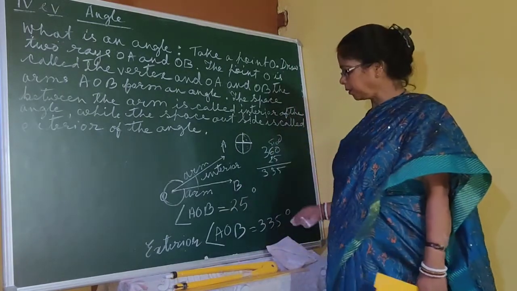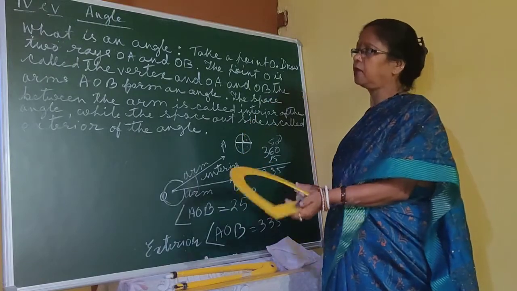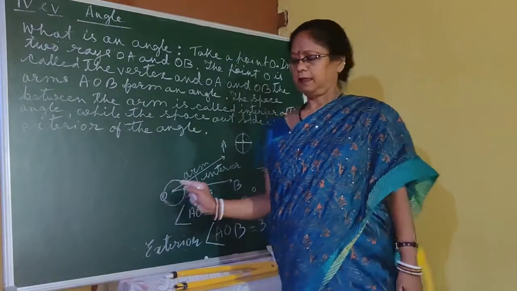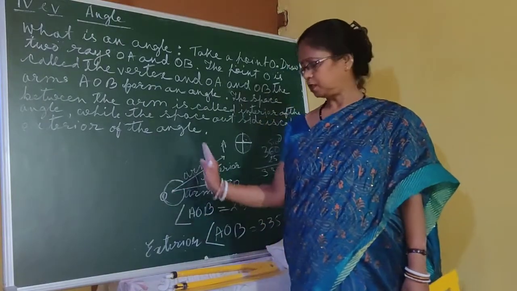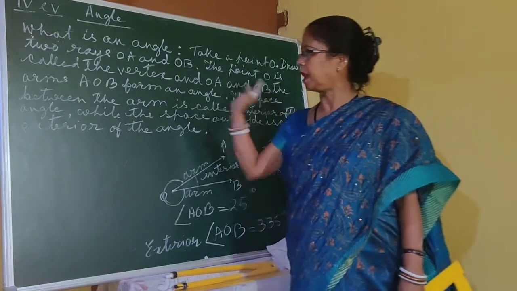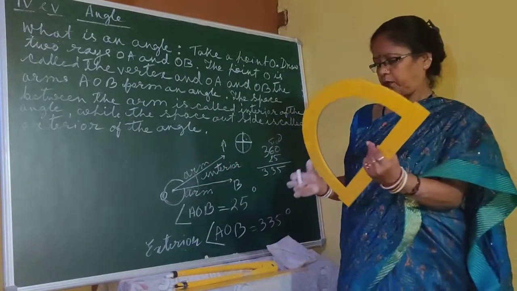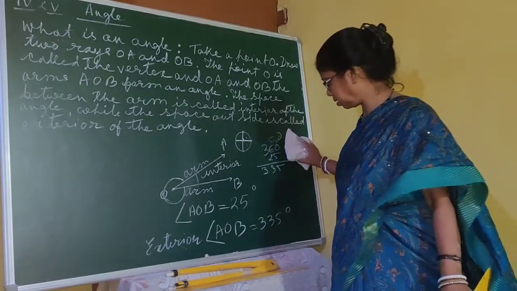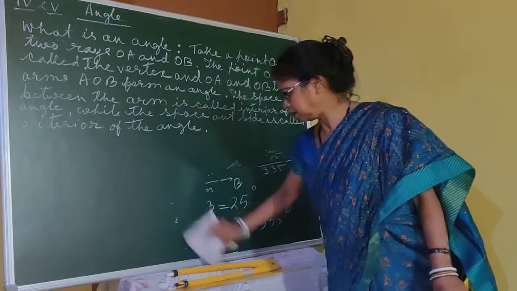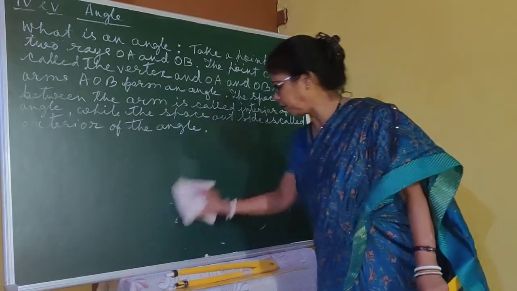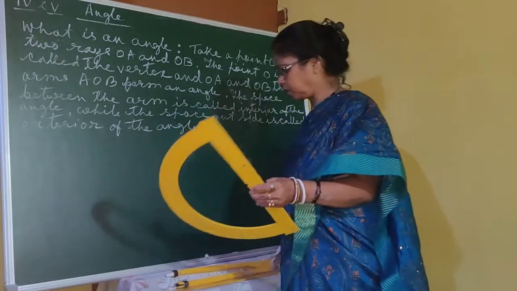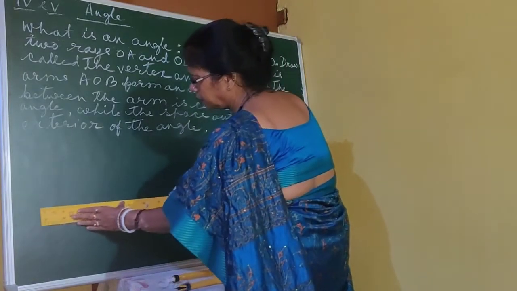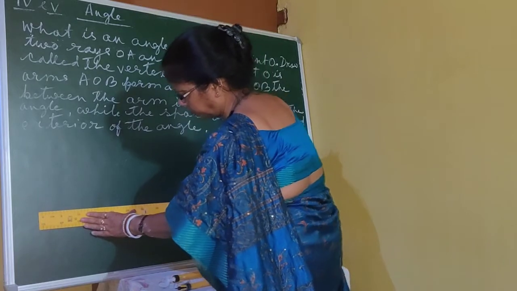Then I will now show you measuring an angle with a protractor and compass. This is what an angle is. Then I will rub this part of the board. Then I will show how to draw the angle with the protractor. On the angle, only the interior part you have to show. You have to draw the line with the protractor. Different types of angles you can draw.